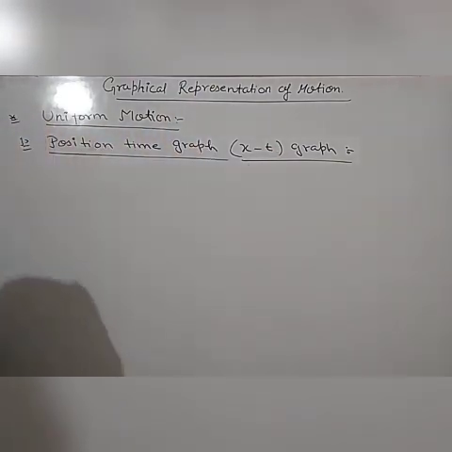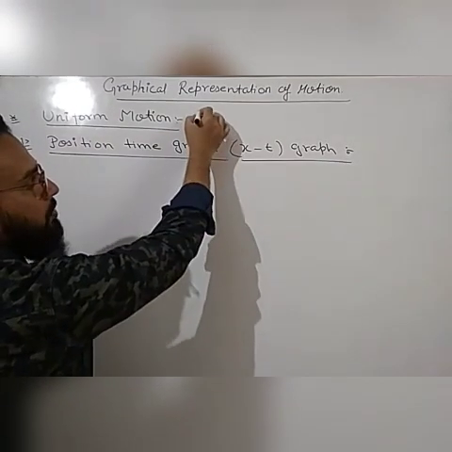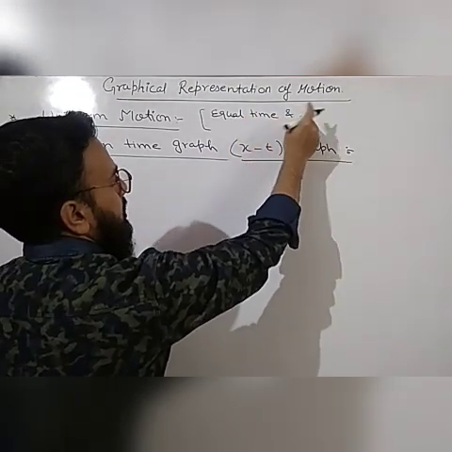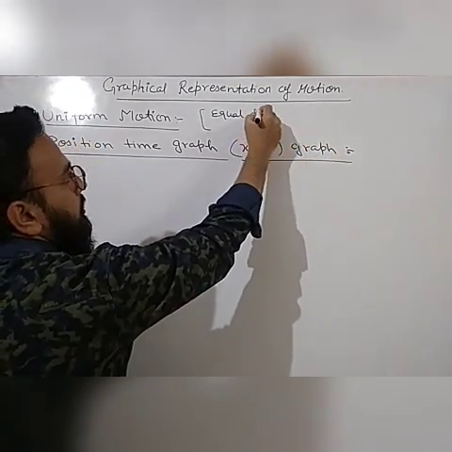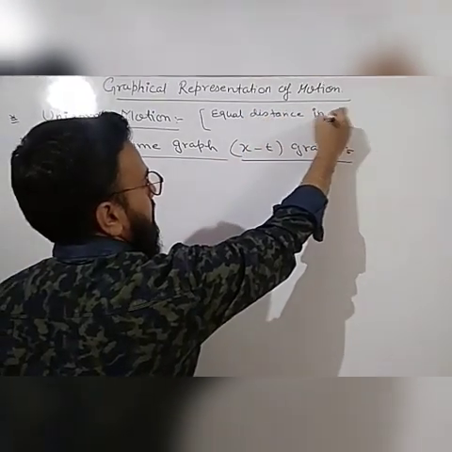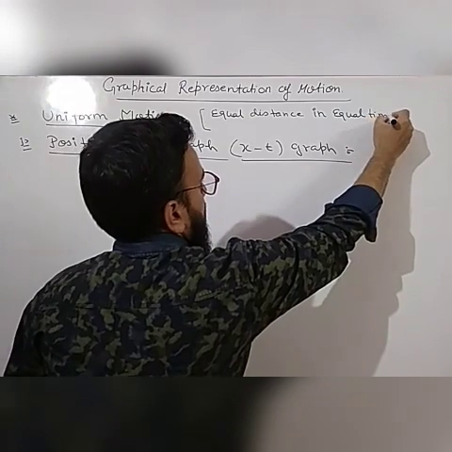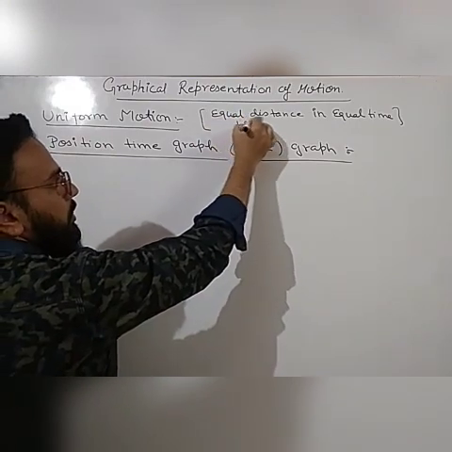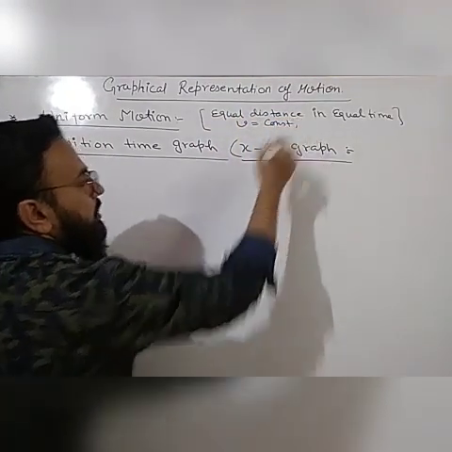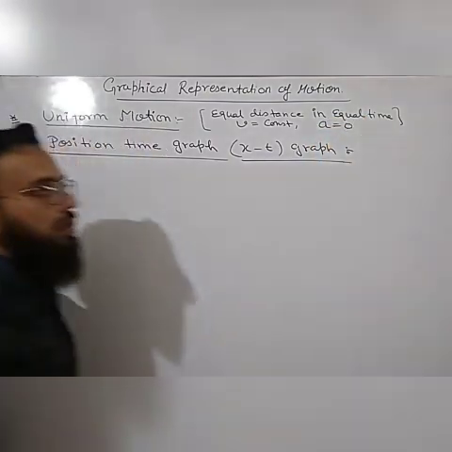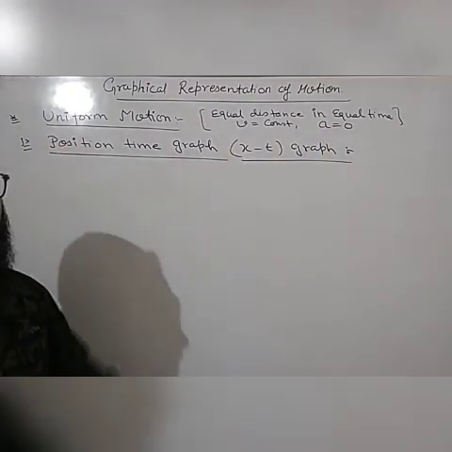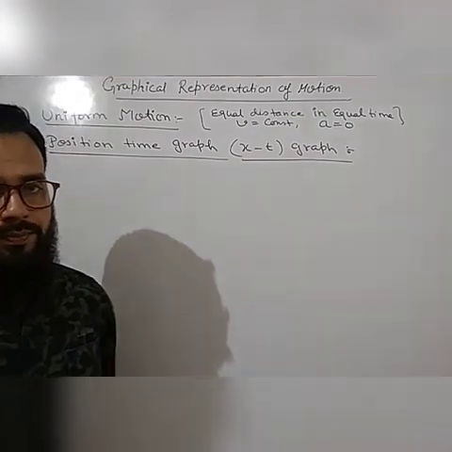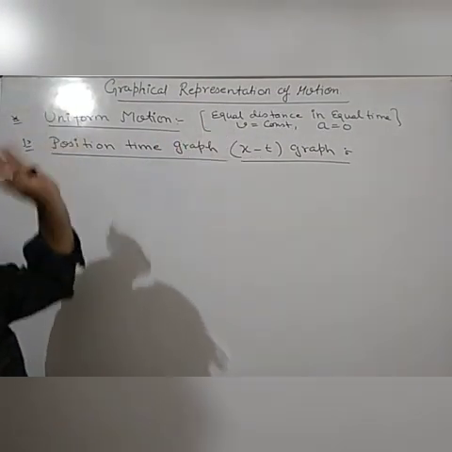As we know the conditions of uniform motion, what were the conditions? Equal distance in equal time. The main condition was equal distance in equal time. What was the second condition? The second condition was velocity is constant and acceleration is equal to 0. These were the three basic conditions of uniform motion: equal distance in equal time, constant velocity, and zero acceleration.